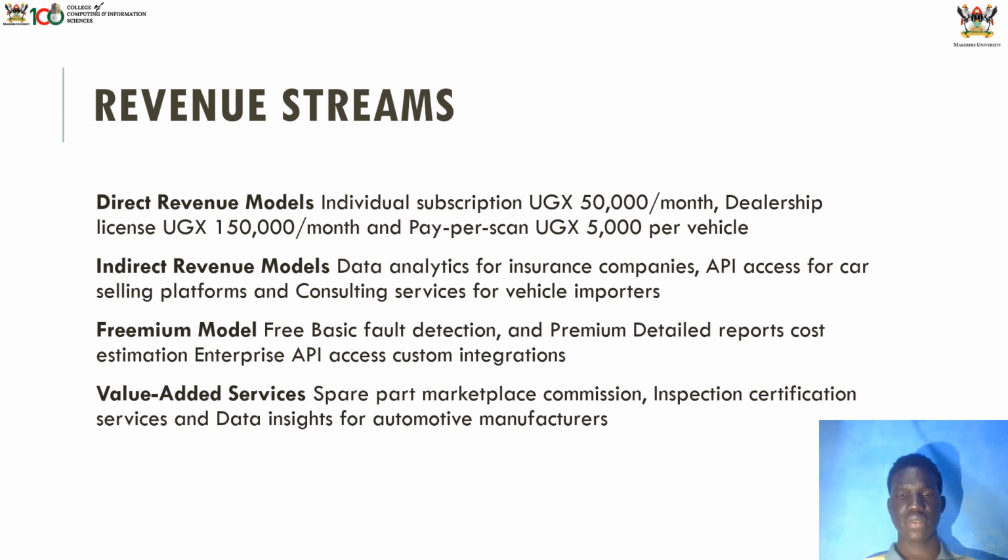Direct revenue will include subscription fees, as we have said, 50,000 per month. Dealership license: if someone wants to access a license to our system, they will pay 150,000 per month. Then each scan will cost just 5,000 shillings. We go on to direct revenue models.